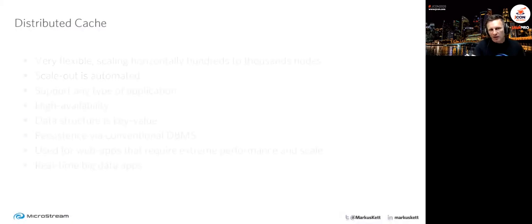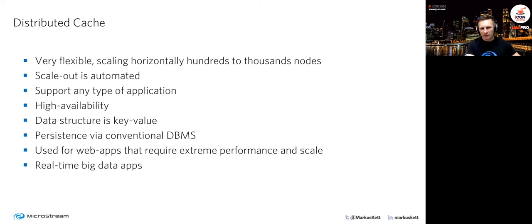A distributed cache is very flexible. You can scale it horizontally over hundreds or 1,000 nodes. And the scale out is fully automated. And so this is very suited if you have an application that mostly is boring, nothing happens.